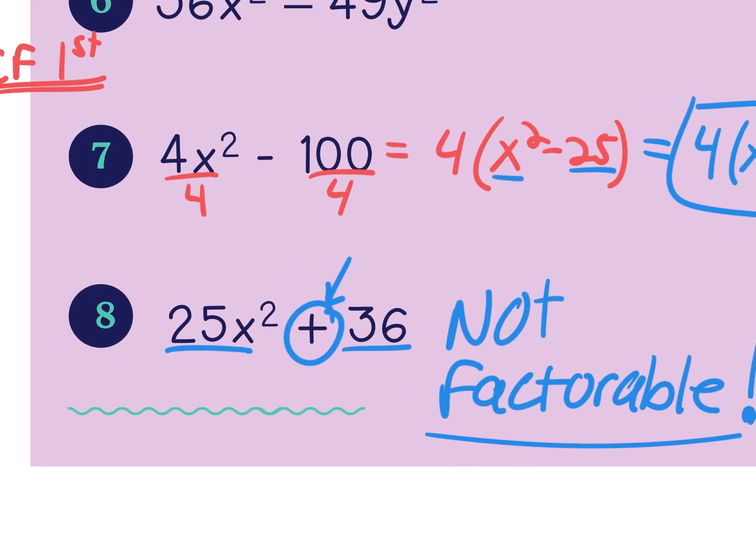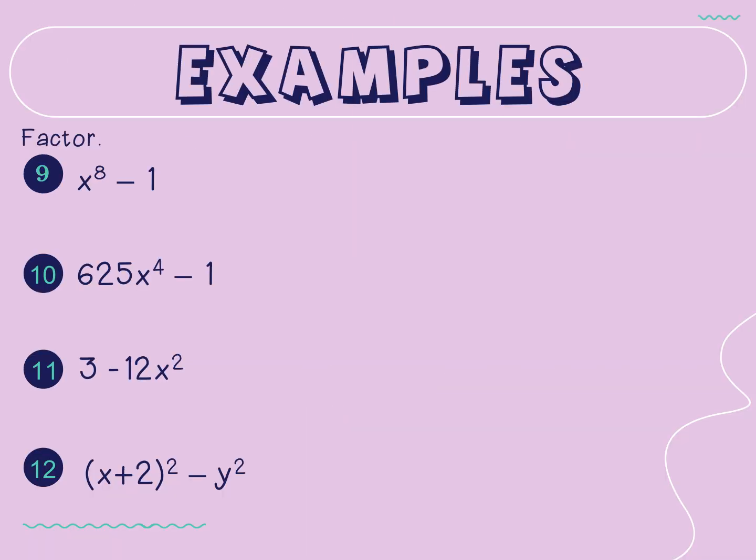Right? This rule only works when there is a minus in between two perfect squares. If you don't see a minus in between two perfect squares, you cannot factor. Now you can always check if there's a GCF, maybe you can factor that, but this one doesn't have one. So nothing special there.